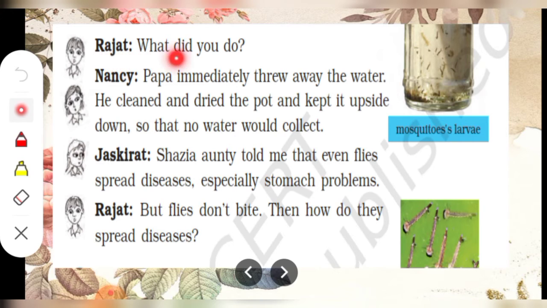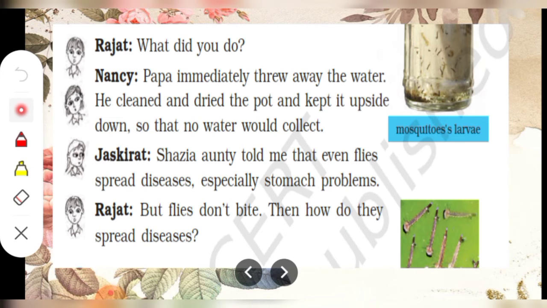Rajat, what did you do? Nancy, Papa immediately threw away the water. He cleaned and dried the pot and kept it upside down so that no water would collect. Jaskirat, Shazi auntie told me that even flies spread diseases, especially stomach problems. Rajat, but flies don't bite. Then how do they spread diseases?